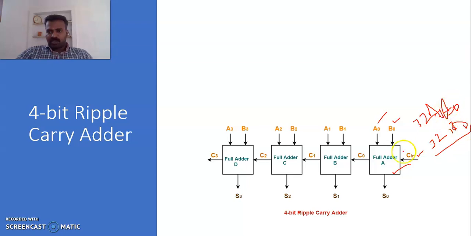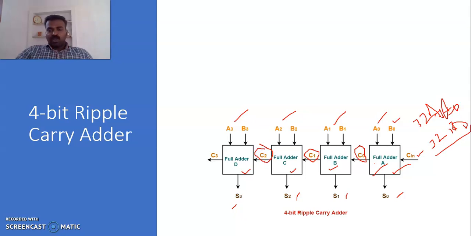So first A0, B0 will go to the first full adder, A1, B1 will go to the second full adder, A2, B2 will go to the third full adder, and A3, B3 will go to the fourth full adder. And from each full adder, one output will come, S0, S1, S2, S3, and from each full adder one carry will come, that will be forwarded to the next position. So the second full adder will depend upon the previous full adder output, carry output C0. And the third full adder will depend upon the previous full adder output C1. And the fourth full adder will depend upon the previous full adder output C2.